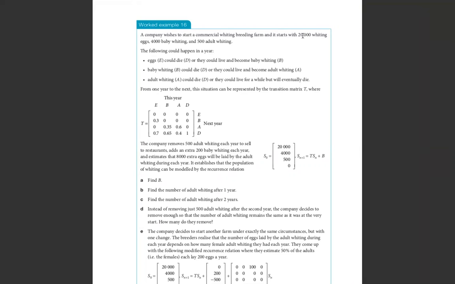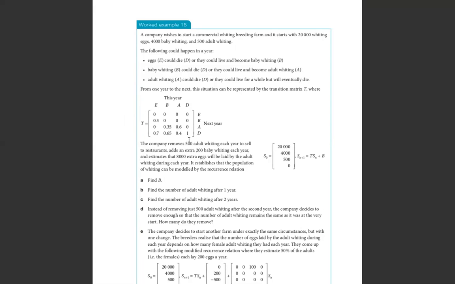So what can happen during the year? They are representing eggs with E; they could die with D, or they could live and become baby whiting with B. The baby whiting could die, or they could live and become adult whiting, A. They have represented that situation, which is given in the question, in the form of a matrix already. From one year to the next, the situation can be represented by using a transition matrix like this.